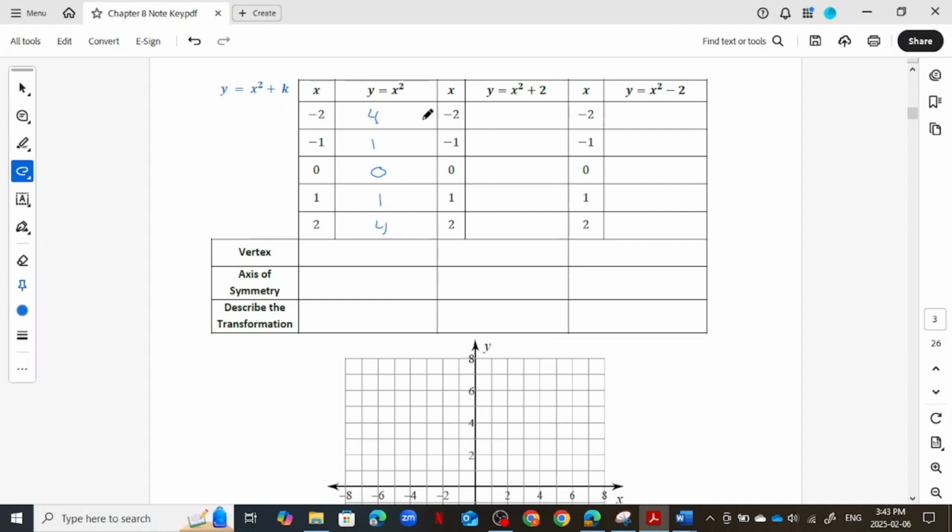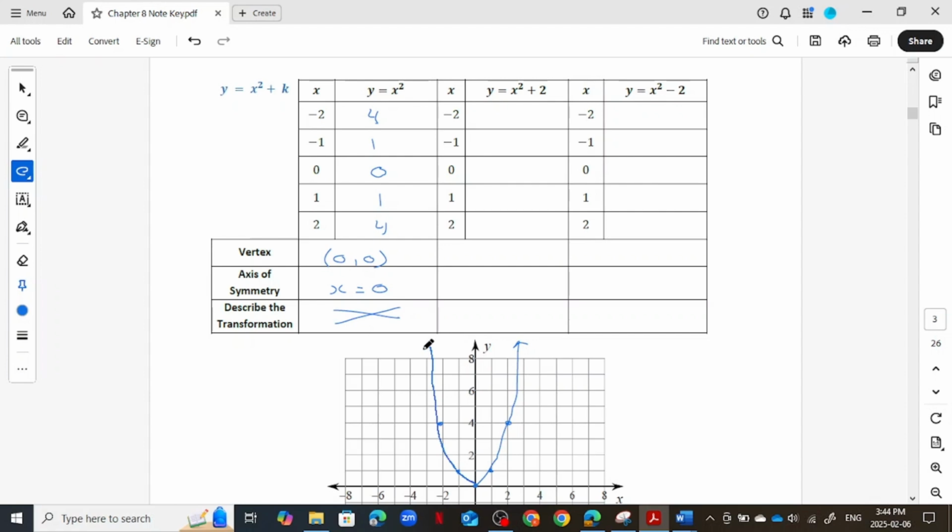We've got that symmetrical shape. This has a vertex at 0, 0. The axis of symmetry would be x equals 0, and there is no transformation. Let's even just graph this one too. So I'm going to put 0, 0, over 1, up 1, over 2, up 4, over 3, up 9 won't fit, so I don't need it. And I'm going to connect the dots.